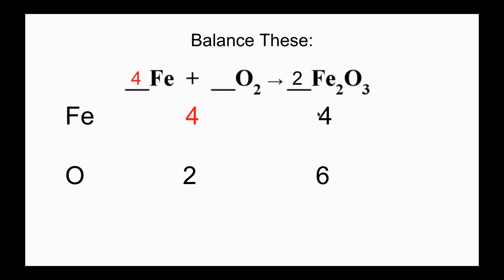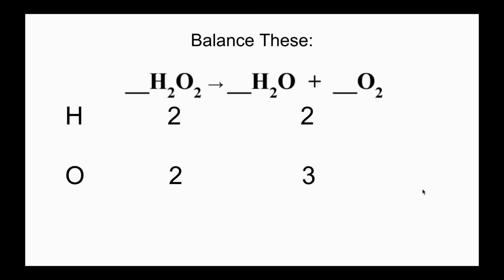And then last but not least, I know that I have 6 oxygen on the product side, because 2 times 3 is 6. And since I have 6 oxygens over here, I need 6 oxygens over here. And since there's 2 in each molecule of oxygen, I just need to put a 3 in front of that in order to get 6 oxygens. And now I am balanced. I have 4 irons on either side and 6 oxygens on either side. All right, let's try this one.